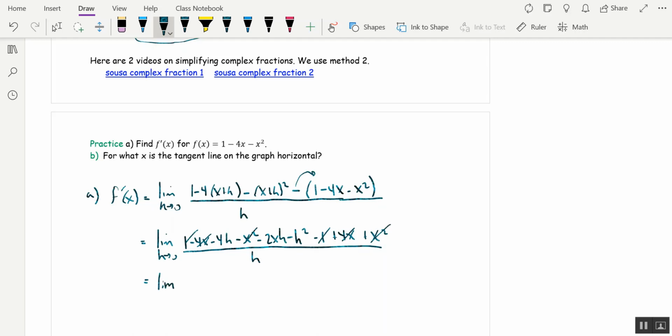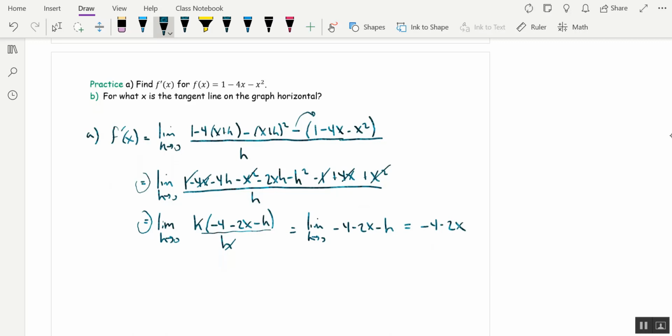So I'm going to keep my limit sign here and factor the h out: h times negative 4 minus 2x minus h, over h. Finally, I can cancel those h's because I'm canceling from a product, not a sum or difference. Okay, and now that's the limit as h goes to 0 of negative 4 minus 2x minus h. And I can set h equal to 0, find the limit by substitution, and I get negative 4 minus 2x. And these are all equal signs, these are not arrows. The result is f prime of x is negative 4 minus 2x.